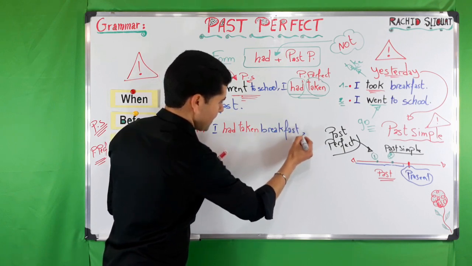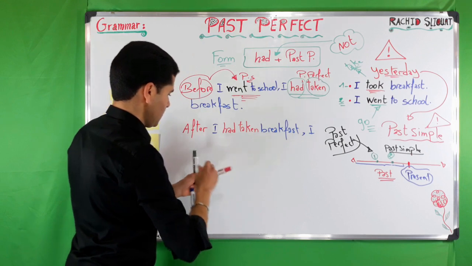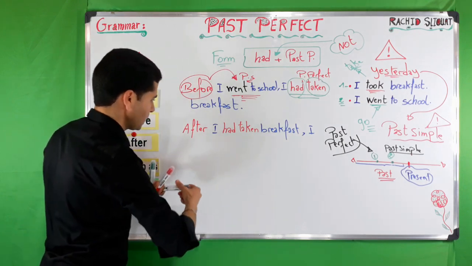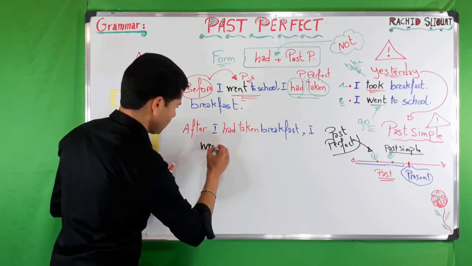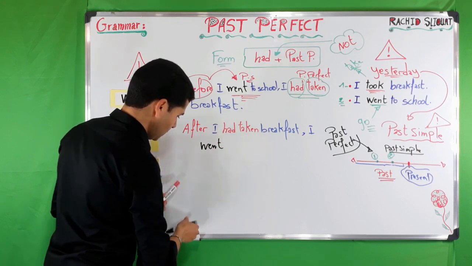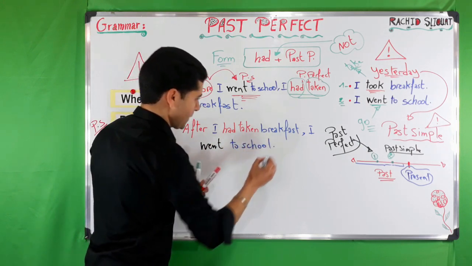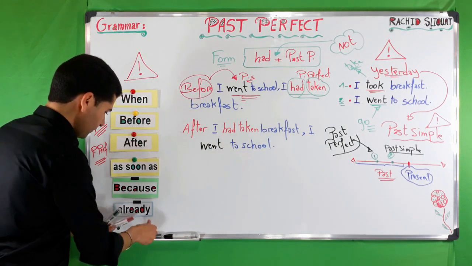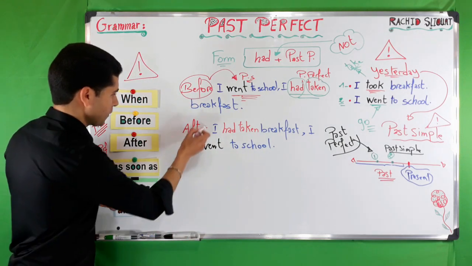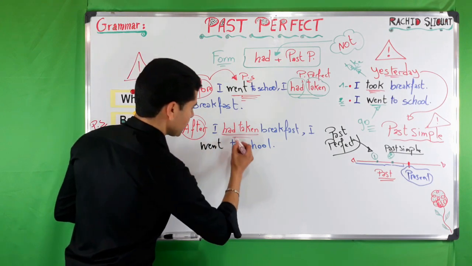Okay, comma, I went to school. Okay, all right. Now here, as you can see, after is with the past perfect.